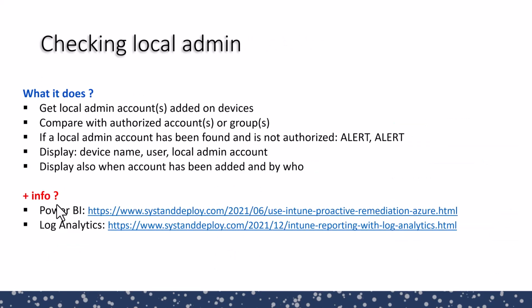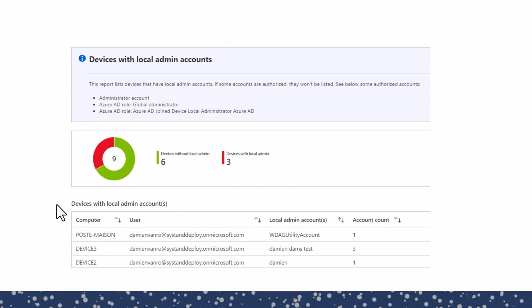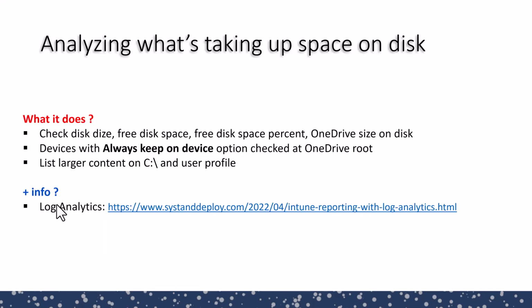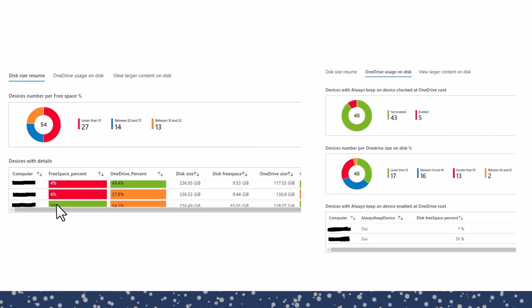Here are some examples of custom reports I created and that are available on my blog. Checking local admin report: it will get all local admins added on the device compared with some authorized accounts, and if there is an account which is not authorized, it will add it in the report. Here is an overview of the report. Another example is analyzing what's taking up space on your disk. Here is an overview.